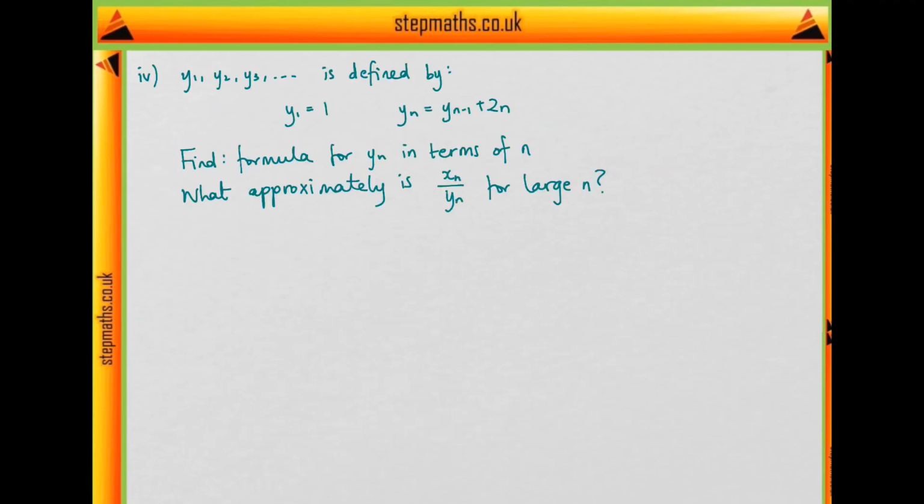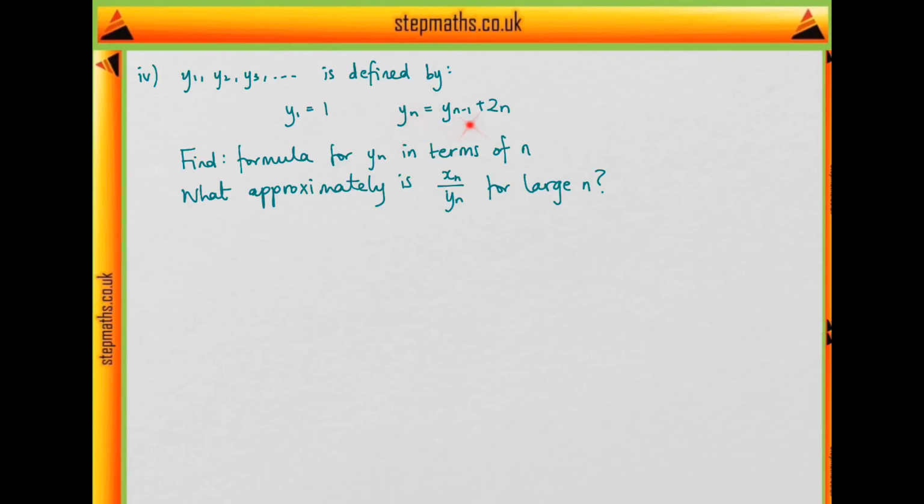Okay, now for this last part, we are given a new sequence, y1, y2, y3, and so on, and we're told that it's defined by y1 being equal to 1 and yn being yn minus 1 plus 2n for n greater than or equal to 2. And we are told to find a formula for yn in terms of n, and then approximately what is xn over yn for large n.